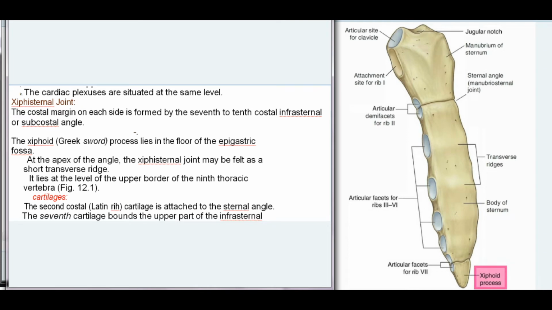3. Xiphisternal joint. The costal margin on each side is formed by the 7th to 10th costal cartilages. Infrasternal or subcostal angle. The xiphoid, Greek for sword, process lies in the floor of the epigastric fossa. At the apex of the angle, the xiphisternal joint may be felt as a short transverse ridge. It lies at the level of the upper border of the 9th thoracic vertebra, Fig 12.1.